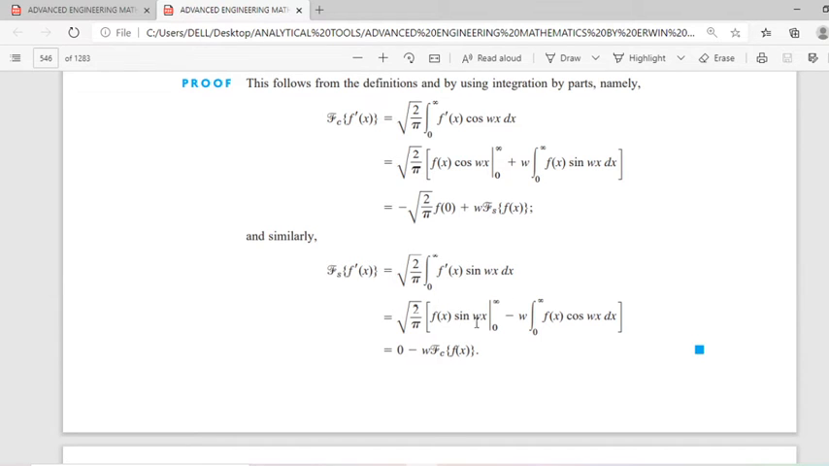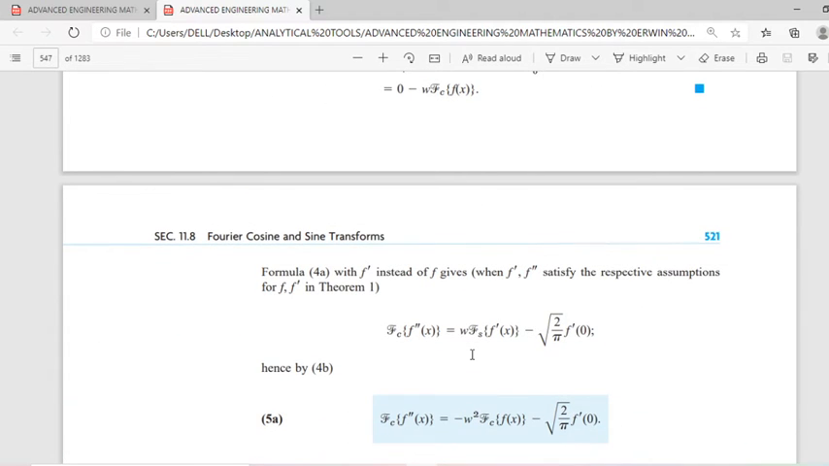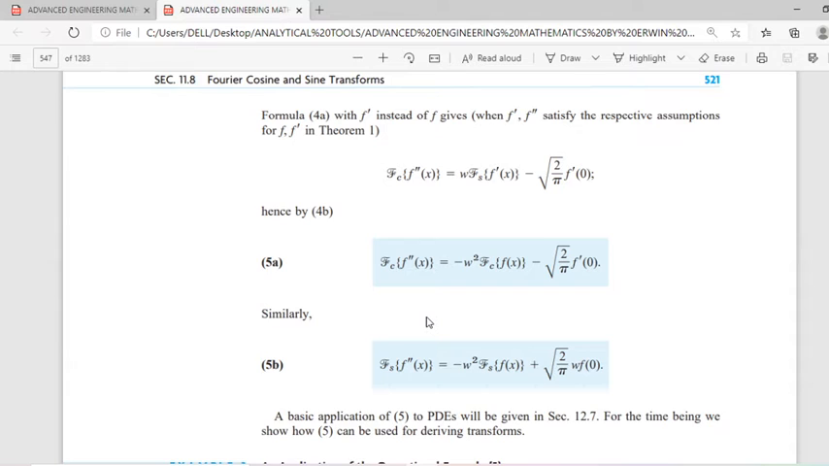This is actually 0. When we put 0, sin 0 is 0, and f of infinity is 0. So this is only minus w times Fc of wx. So we obtain two relationships between the Fourier cosine transform and the sine transform. This is a problem we have mentioned.